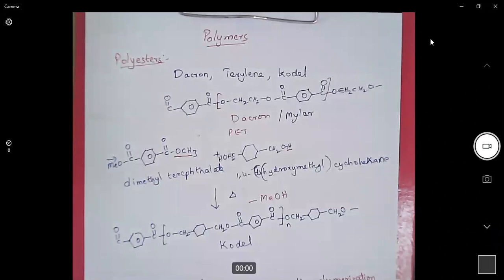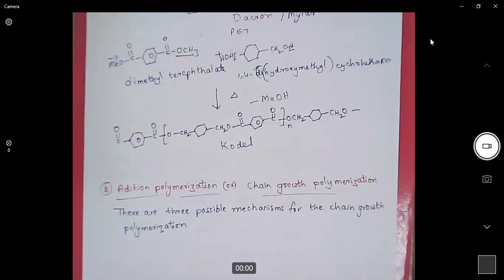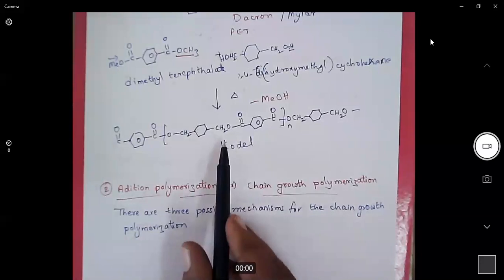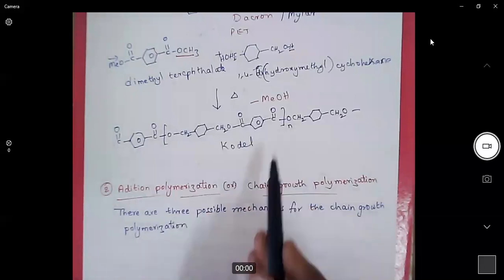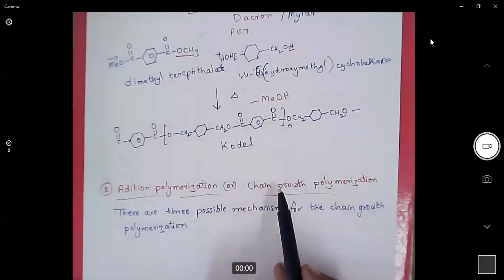Next we will see addition polymerization. What is addition polymerization? Addition polymerization is also called chain growth polymerization. In addition polymerization, the length of the chain will grow in each and every step on one side. In a step growth polymerization, the length of the chain increases on both sides, right? But in a chain growth polymerization, the length increases on one side only.